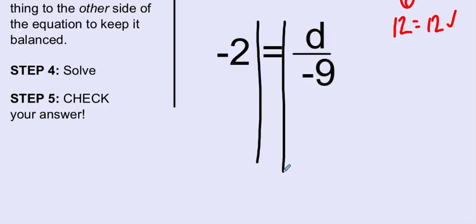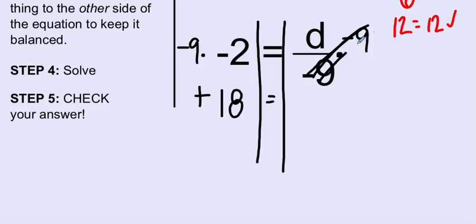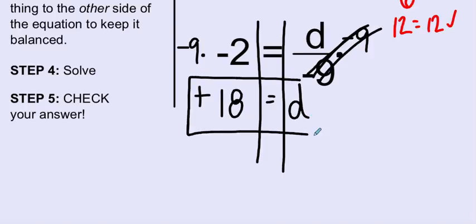Step 1, draw my railroad tracks. Step 2, ask myself, what's bothering that D? Well, the negative 9 is. So I have to ask myself how? By dividing. What's the inverse? To multiply. So I'm going to multiply both sides by negative 9. Whatever I do to one side, I need to do to the other. I know a negative times a negative is a positive, and 2 times 9 is 18. I know that over here, these are going to cancel each other out and leave me just with the variable D. So my answer is positive 18 equals D.